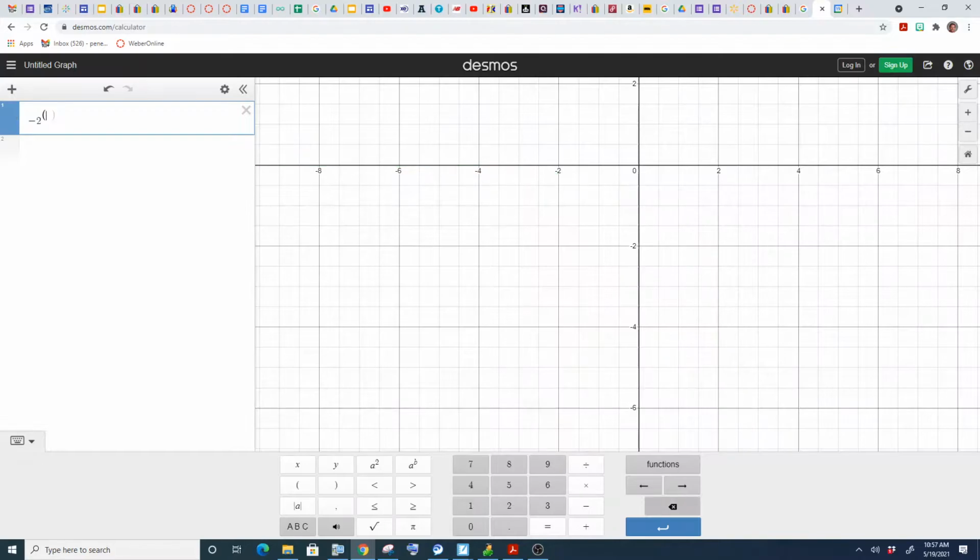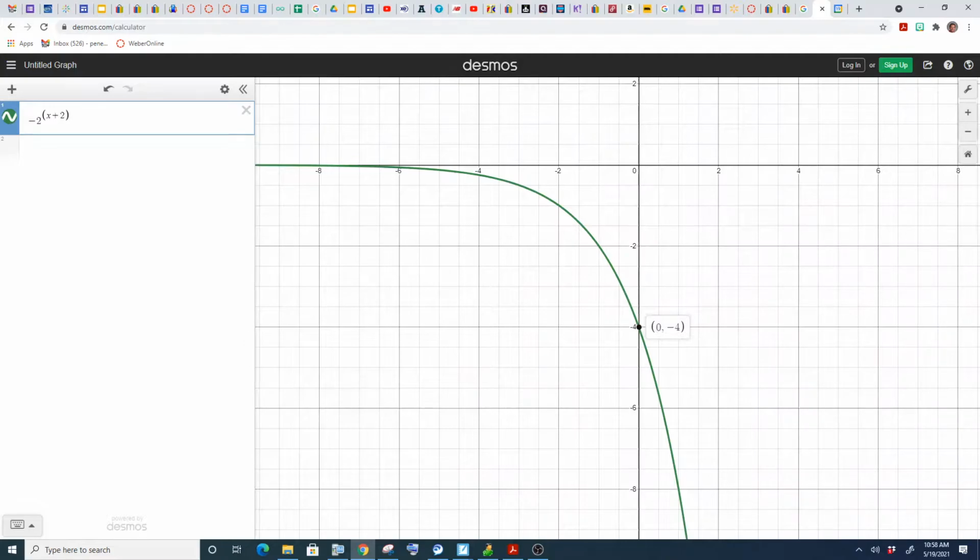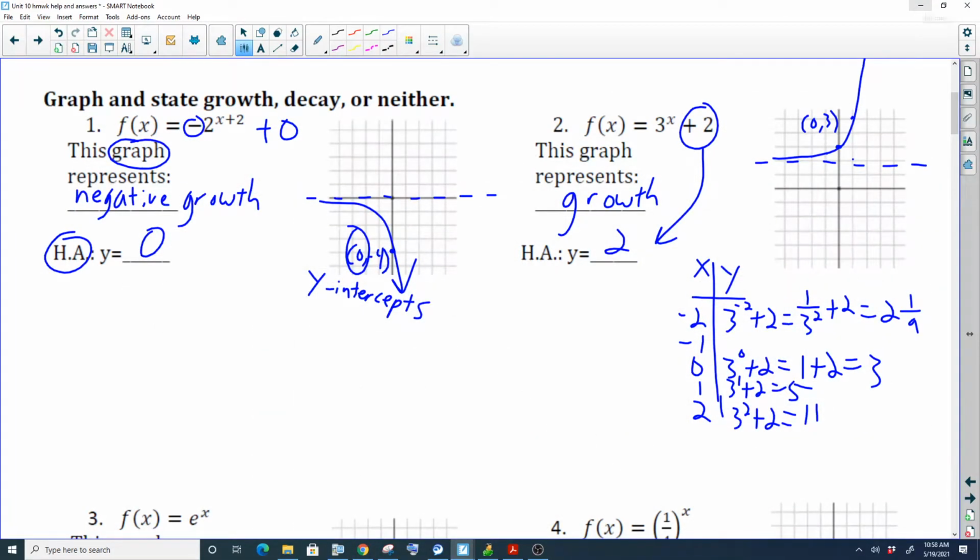If you don't use parentheses, then watch what happens. Yeah, it just shifts it down 2 and gives you the wrong graph. So be careful, make sure you use parentheses, then you can do your x plus 2. There we go. So we have a y-intercept again at 0, negative 4. So that was using Desmos for number 1.